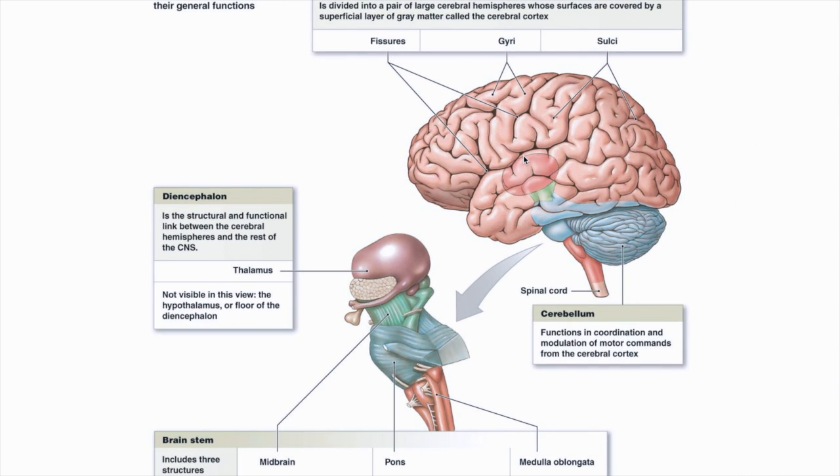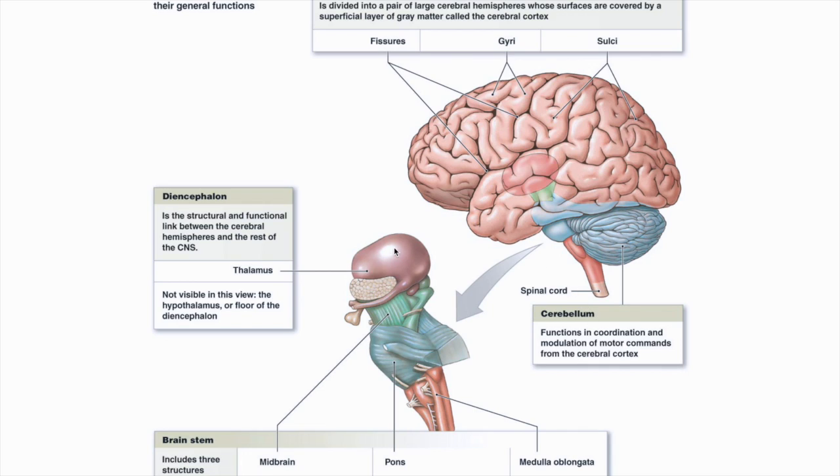So the diencephalon is this region here. It's the structural and functional link between the cerebral hemispheres and the rest of the central nervous system. So it kind of links the cerebral hemispheres to the cerebellum and the spinal cord.